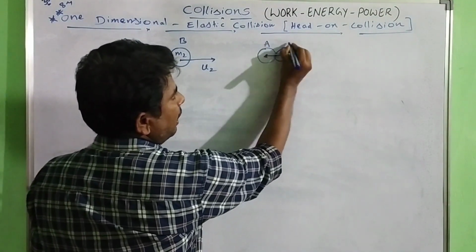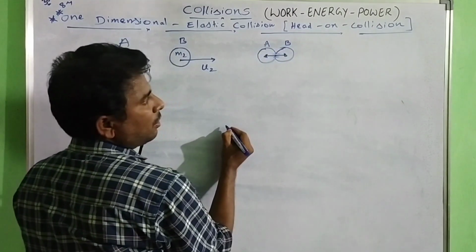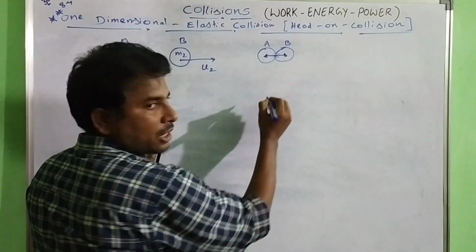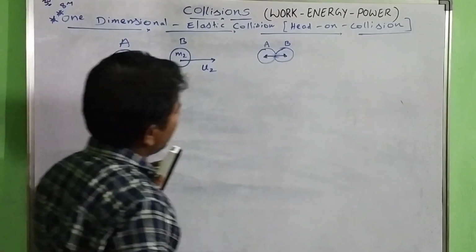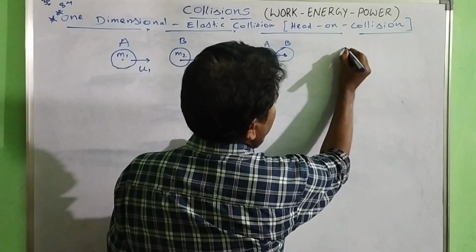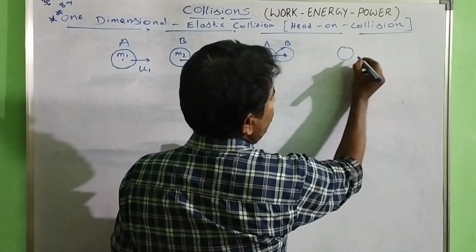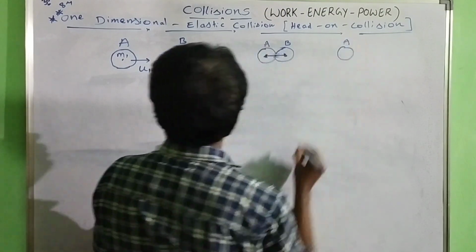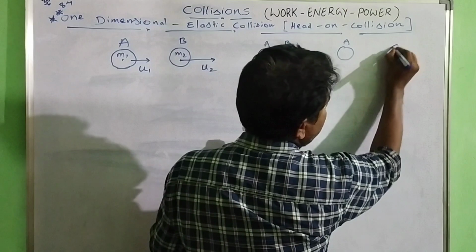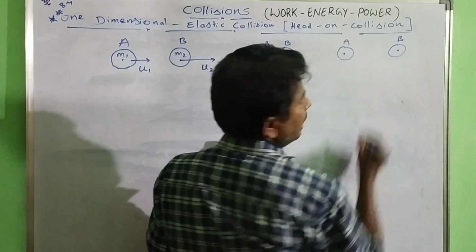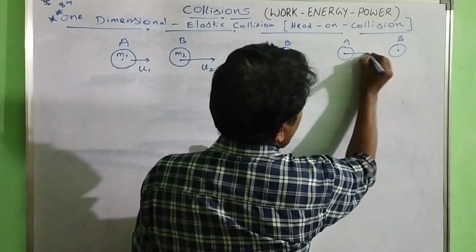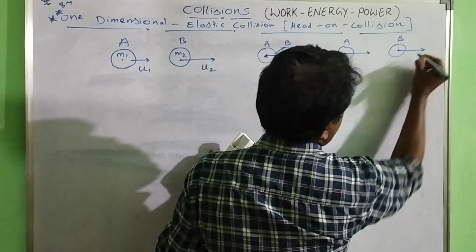First body is A, second body is B. During this collision, only velocities change. And the second one is after collision. First body is A, second body is B, and this is the center point. After collision, these are the final velocities.